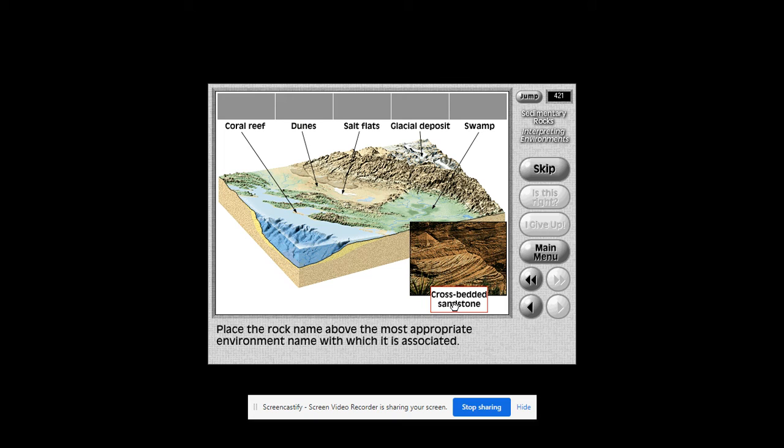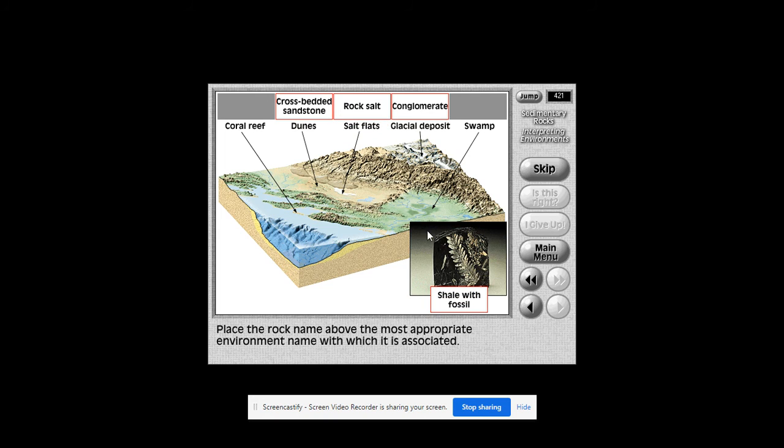Now this is really cool. Cross-bedded sandstone, where would you find that? Dunes. Conglomerate, glacial deposits, that tends to be gravel. Rock salt, salt flats. Shale with fossils, a swamp is where you'd find mud. Fossil-rich limestone, coral reef.